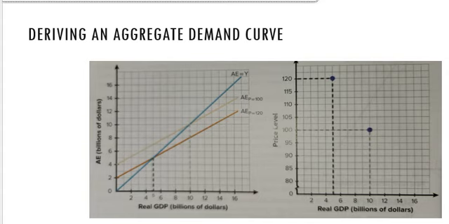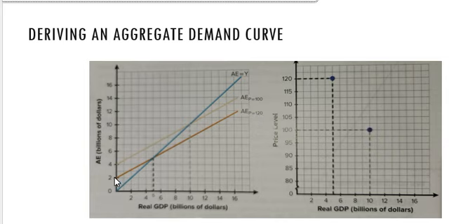If we're trying to derive a demand curve, what we could use is the aggregate expenditure curves. So on the left, we have the aggregate expenditure model, and then on the right, we have the real GDP and price level graph. So if we look on the left here, if we are looking at aggregate expenditure and this P equals 120, that's a price level of 120.